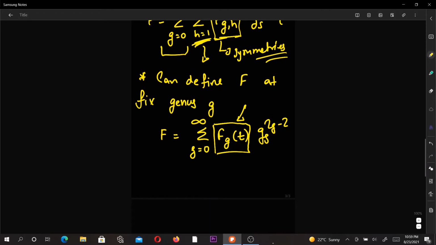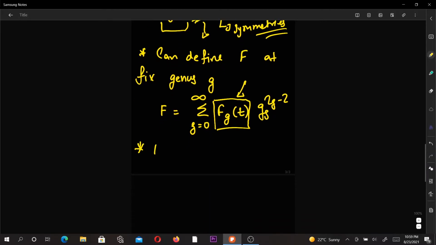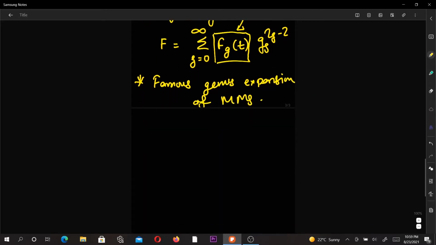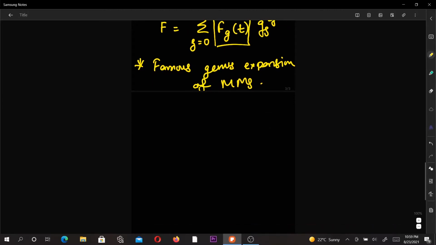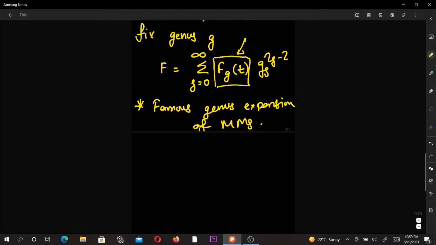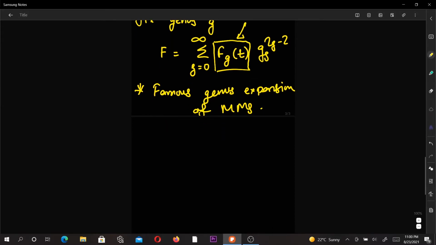Okay, so this is the famous genus expansion of matrix models. That is, we are doing a genus expansion for free energy. Note that we have expanded in the above scenario in g_s. That is, we have expanded in powers of g_s. This is something we have usually been doing until now.